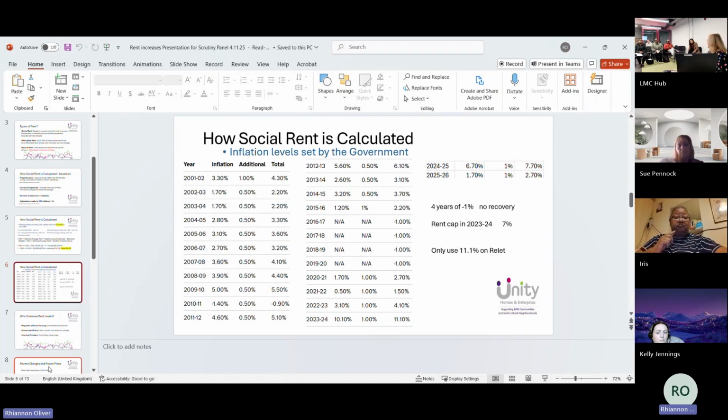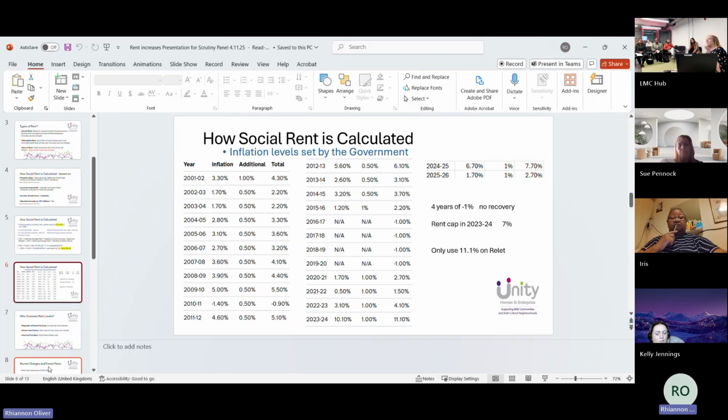years of -1%. So irrespective of what had been charged previously, when the government came in, they made a blanket decision. Doesn't matter what your other costs are, whether your staffing costs are going up, your repairs costs are going up, or anything else, all of your rents have got to go down for 4 years by -1%.